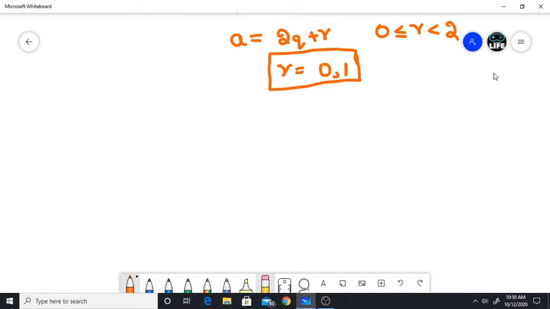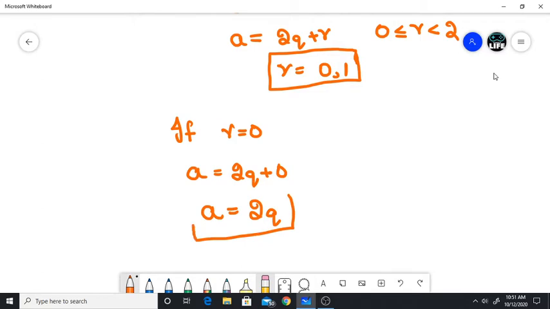Now let's check it. Let's see what will happen if r equals to 0. Then a equals to 2q plus 0, and it simply says that a equals to 2q. We can say that every integer when multiplied with 2 gives an even number. Then simply a equals to even. We have proved this.